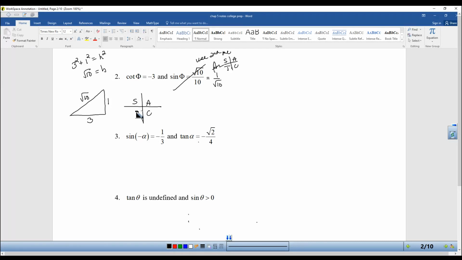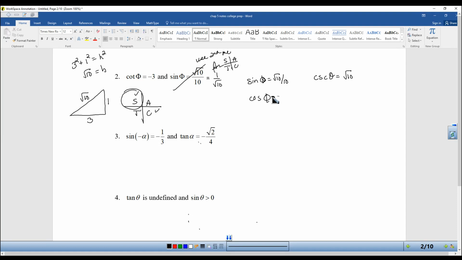So since cotangent is negative, cotangent goes with tangent, then I must be in either quadrant 2 or 4. But since sine is positive, now I know I'm in quadrant 2. So sine of phi is equal to the square root of 10 over 10. That was given. And then cosecant of phi must be the flip. And this is also where it's really nice not to have it rationalized because I can flip it easier.